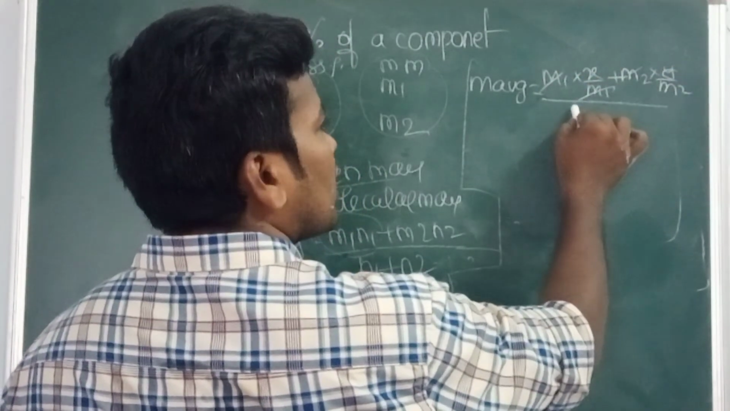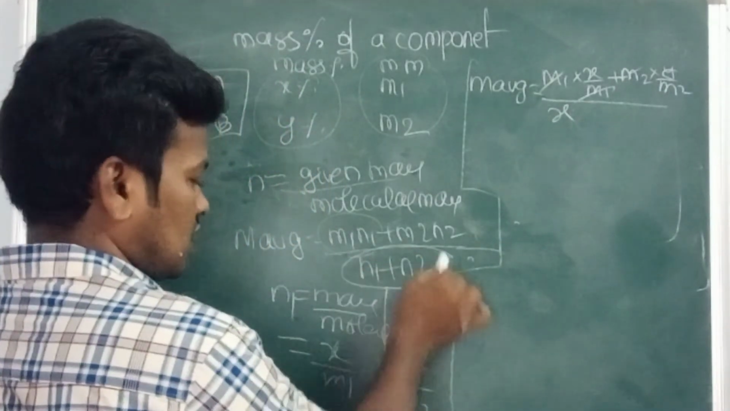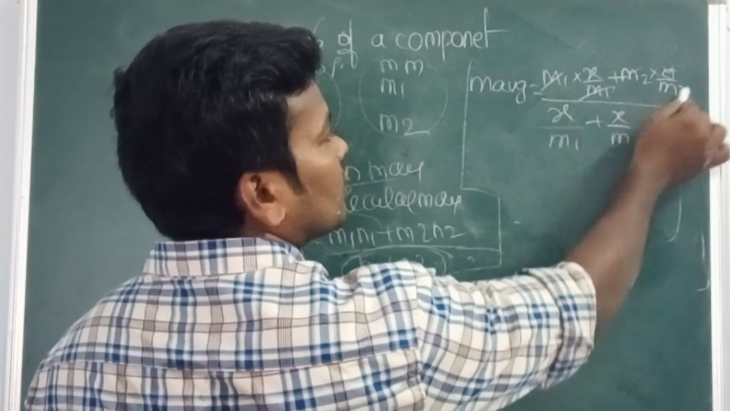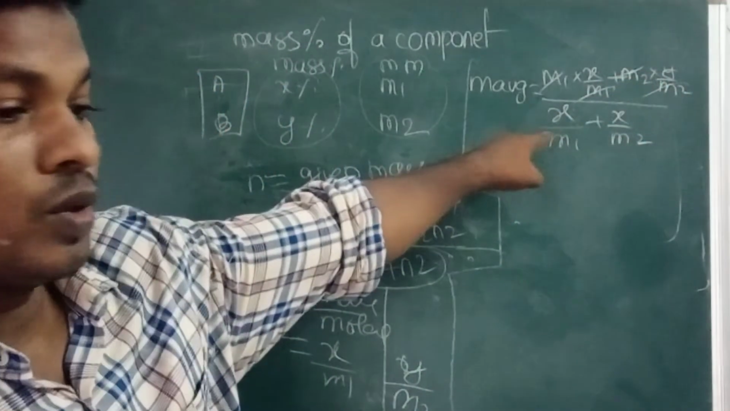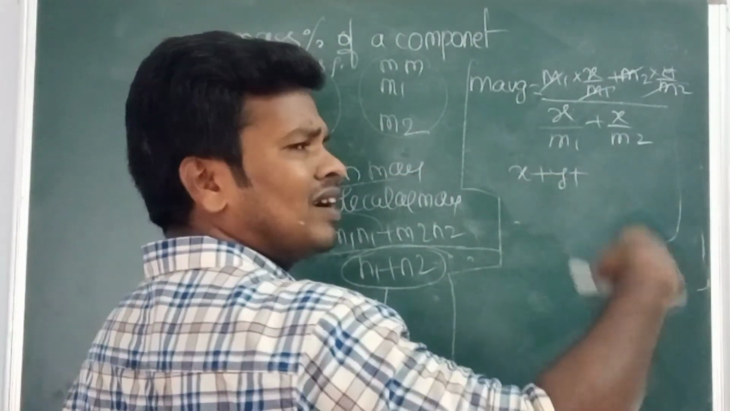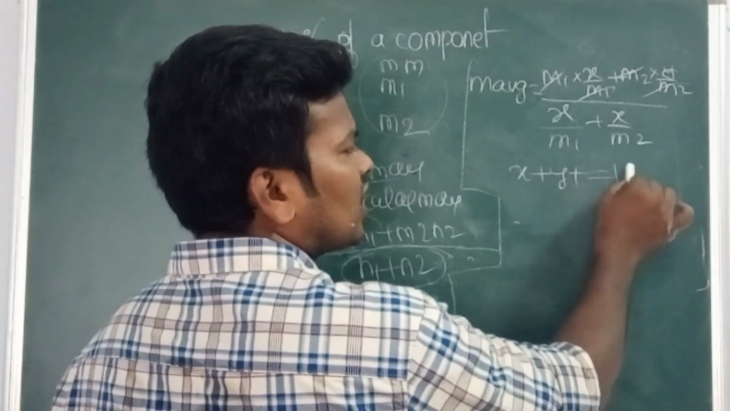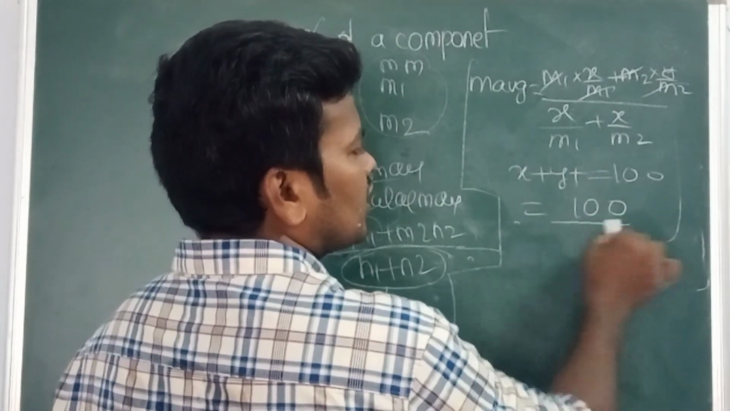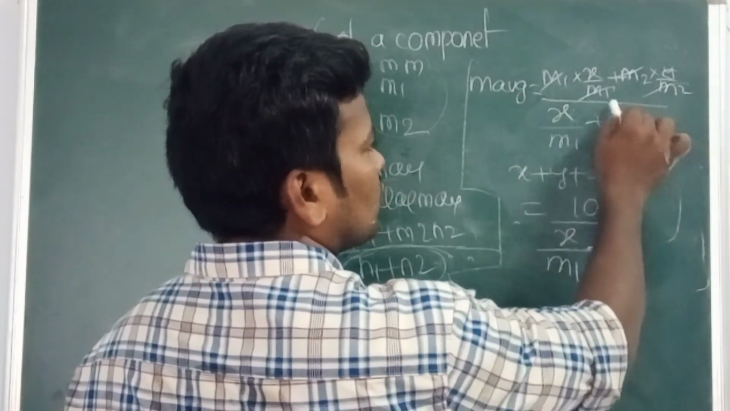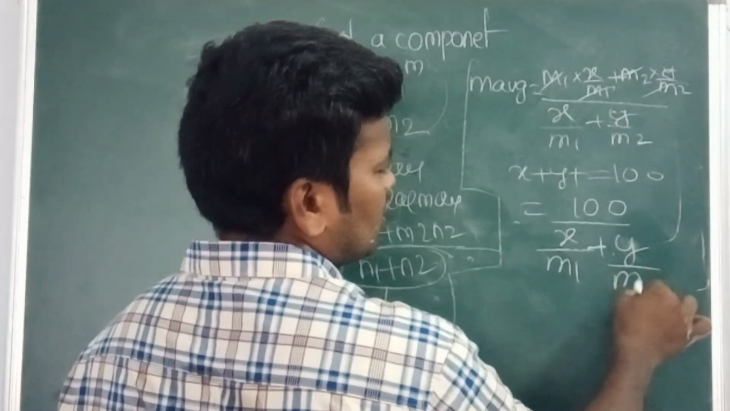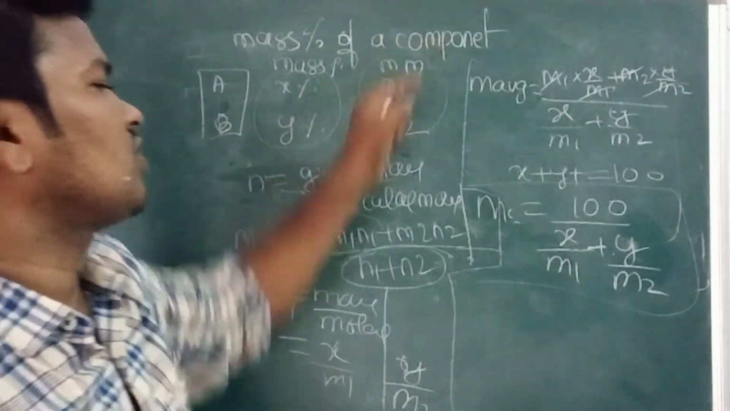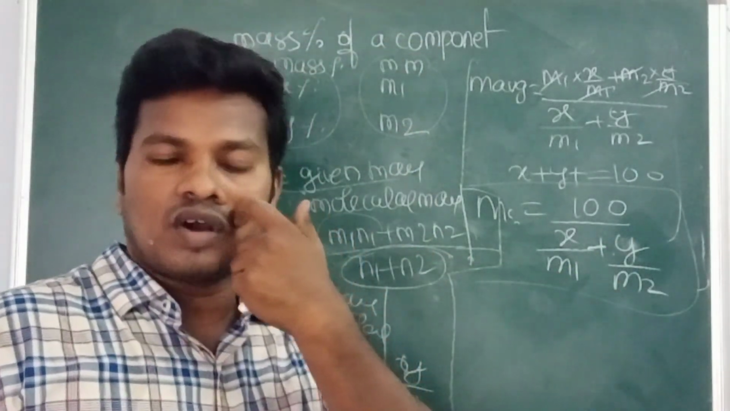Divided by N1 plus N2. N1 is X by M1 plus Y by M2. M1 gets cancelled, M2 gets cancelled. But I know that X plus Y plus Z, whatever it may be, all the components together are equal to 100. So 100 by (X by M1 plus Y by M2) is the M average. If the mass percentage of the component is given, you have to follow this formula.